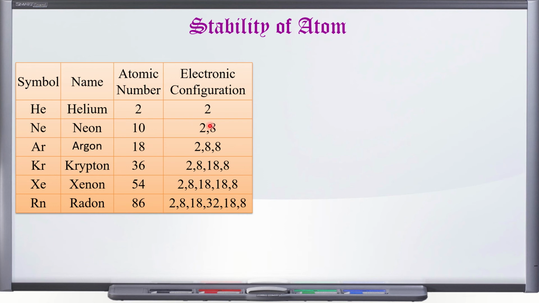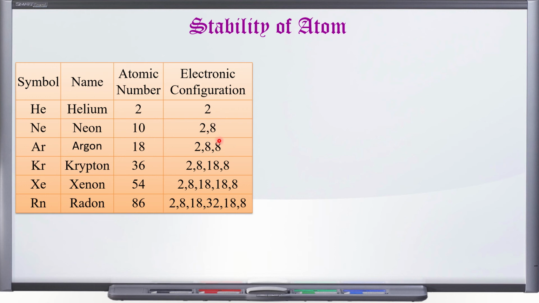Look, can you see anything here? Except helium, look at the other elements. The electronic configuration of neon is 2, 8, argon is 2, 8, 8, krypton is 2, 8, 18, 8, xenon is 2, 8, 18, 18, 8, and radon is 2, 8, 18, 32, 18, 8. All of them have 8 electrons on their last shell except helium.